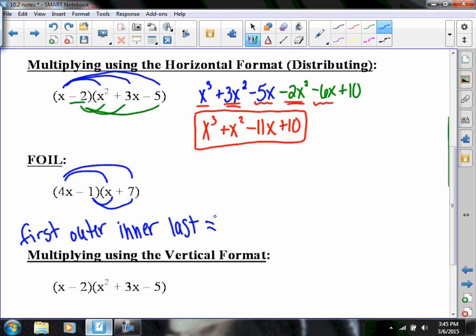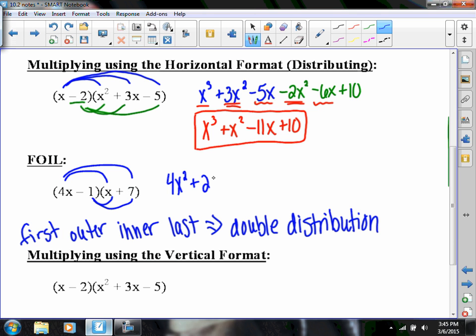So this term FOIL, it's not really the method that we teach. It's just a fancy name for it. It's kind of like a little mnemonic device. When we say you have to FOIL it, that just means, oh yeah, I've got to distribute. So if I take the 4x times every term in the parentheses, I will get 4x squared plus 28x. And I can even change the color of those little rainbows down there too. Okay, then if I do my negative 1 times everything in the other set of parentheses, I have minus 1x minus 7.